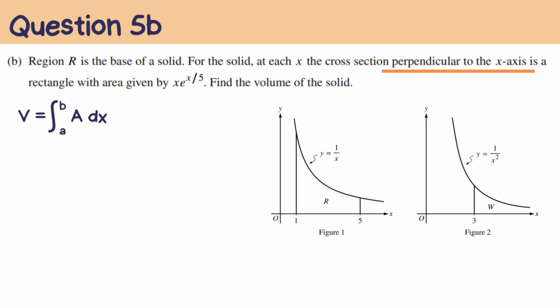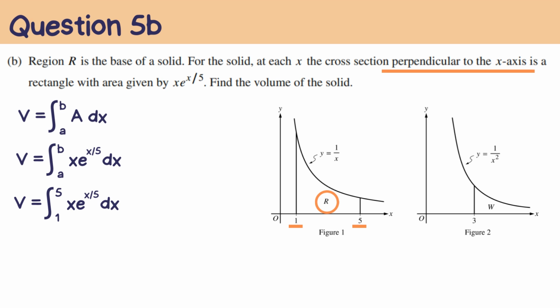And so my volume is going to be the integral from bounds A to B of capital A, which is my area. And my area given in the problem is of course x e to the x over 5. And so I can substitute that in, and since this is region R we're looking at, my bounds from A to B are actually going to be from 1 to 5 instead, and I'll just substitute that in.